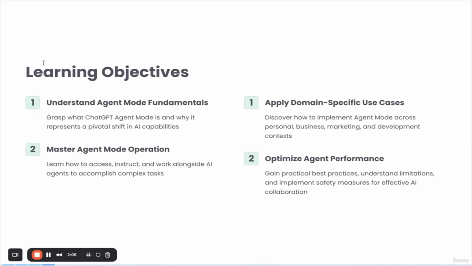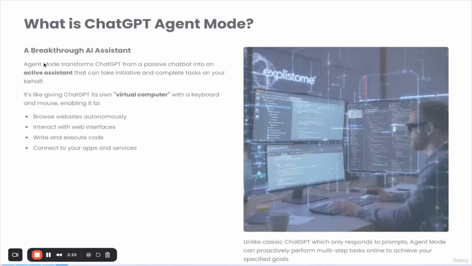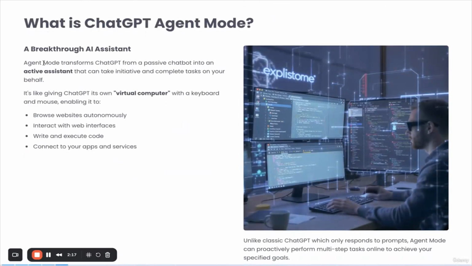The basic learning objectives we will have here are understanding Agent Mode fundamentals, applying domain-specific use cases, mastering Agent Mode operation, and optimizing agent performance. So what is ChatGPT Agent Mode? A breakthrough AI assistant. Agent Mode transforms ChatGPT from a passive chatbot into an active assistant that can take initiative and complete tasks on your behalf.